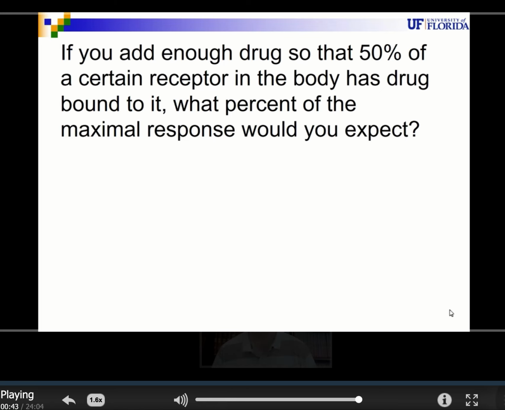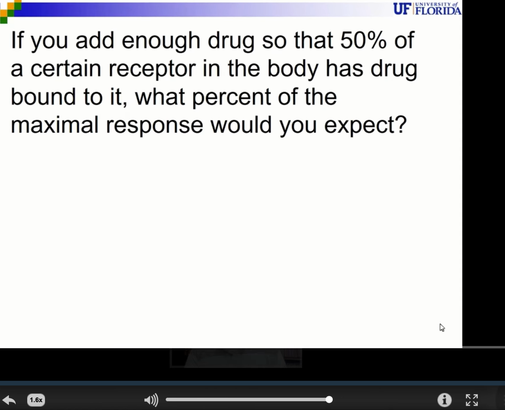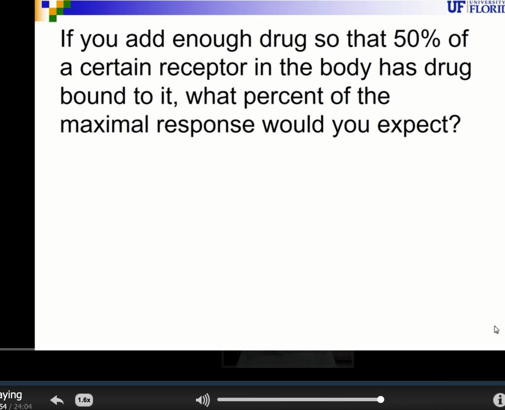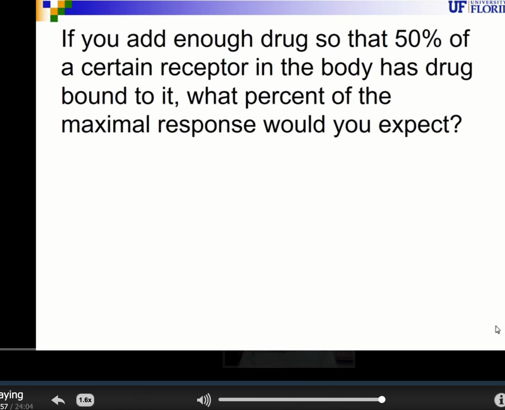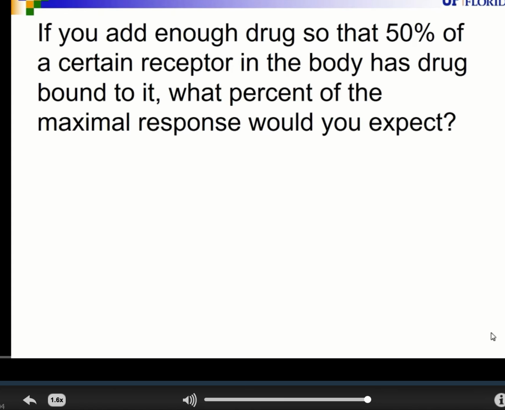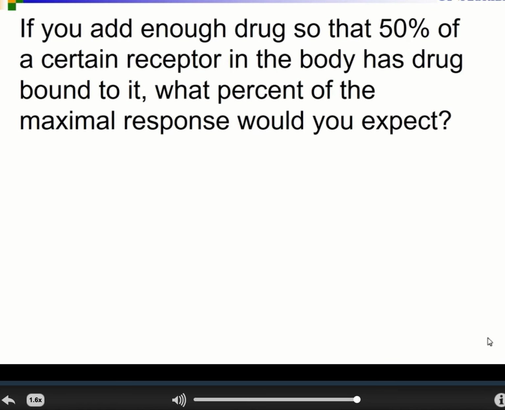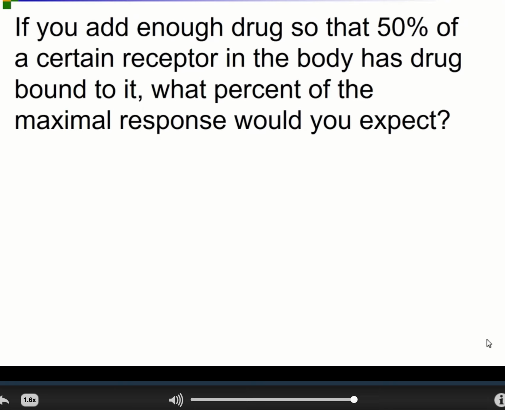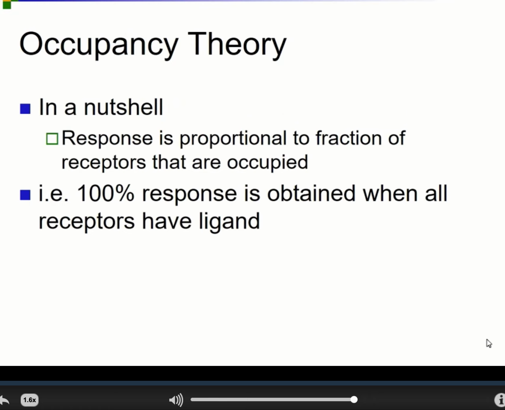Now, the obvious answer here is that if you bind 50% of the receptors, you would expect to get 50% response. Because it would seem like if you bind 0 receptors, you're going to have 0 response, and that in order to achieve 100% response, you're going to have to bind 100% of the receptors, and so you just assume a linear response, and so 50% gives 50%, right? And so that idea of the proportionality between binding and response is called occupancy theory.